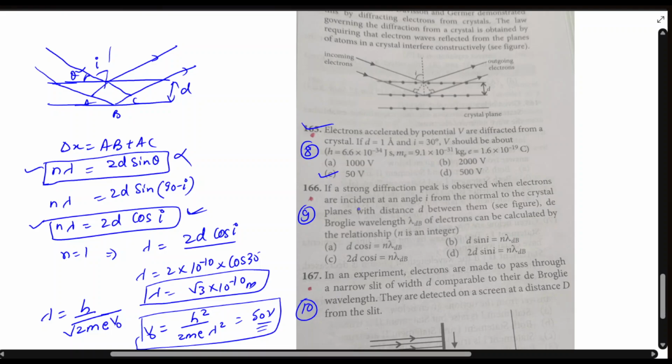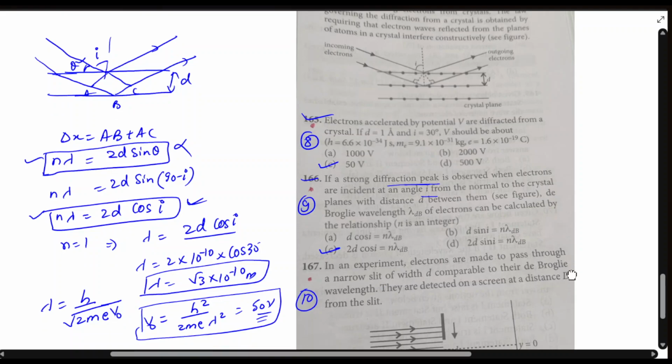Okay. The strong diffraction peak, that is called the diffraction peak, is observed when the electrons are incident at the angle I from the normal. So this is I. The de Broglie wavelength can be calculated by the relationship n lambda equal to 2d cos I. So C will be the option. Okay, so both will be C.